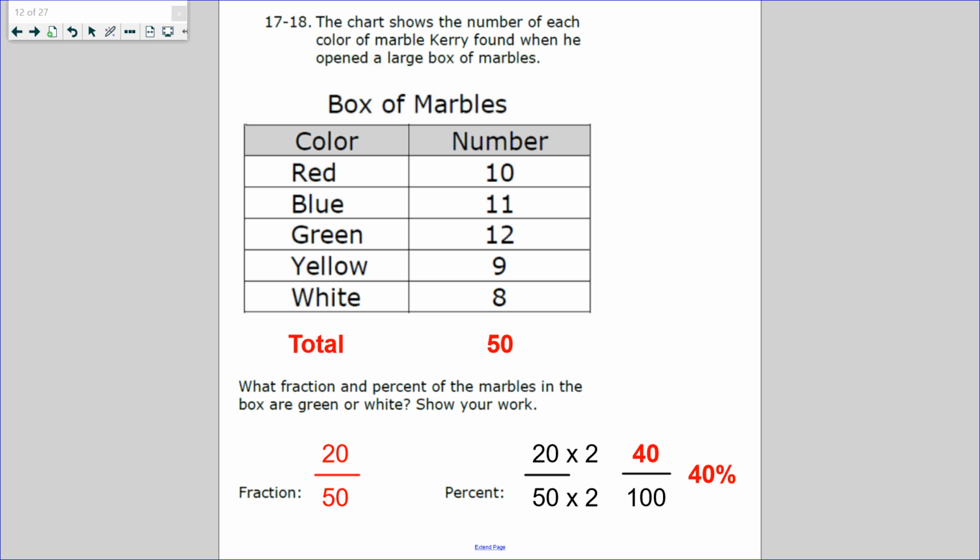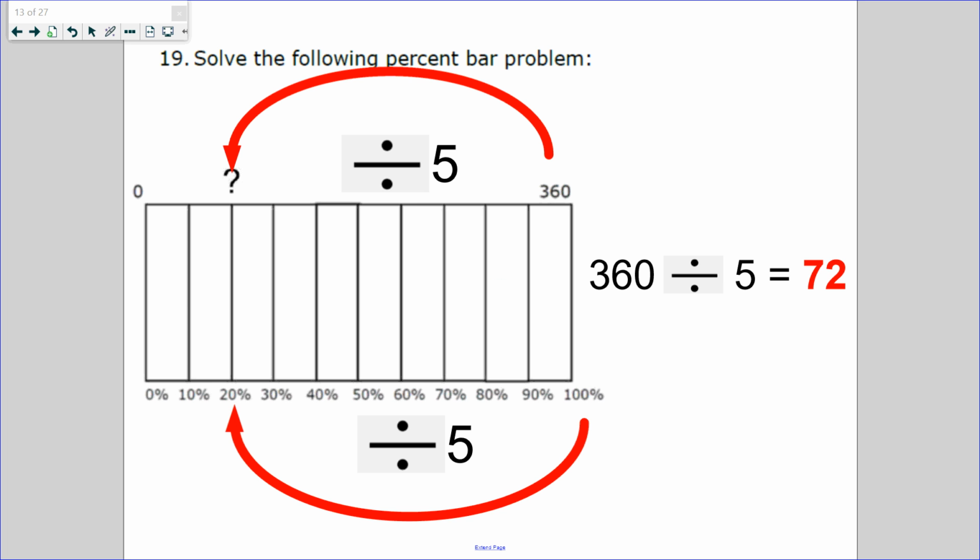17, 18. Here are the different colors. The chart shows the number of each color of marble Carrie found when he opened a large box of marbles. What fraction and percent of the total marbles in the box are green or white? How many green or white out of total? It is 20 out of 50. So we know the fraction. What percent is that? How do you build 50 to 100? Times 2. 40/100, or 40%.